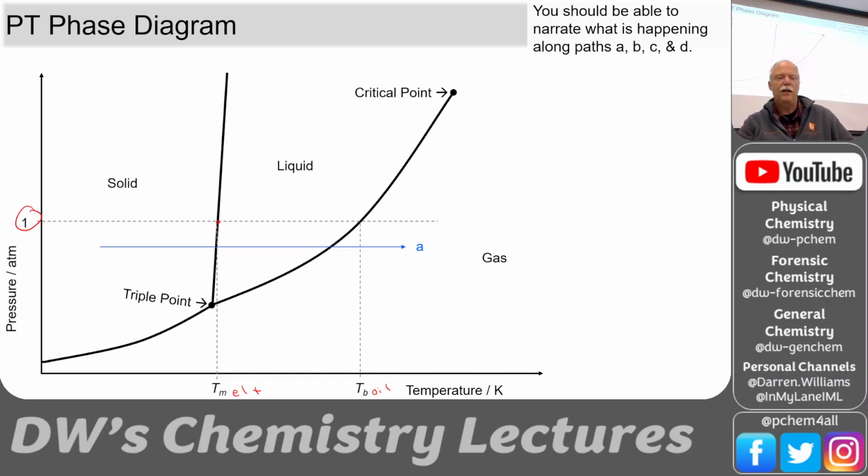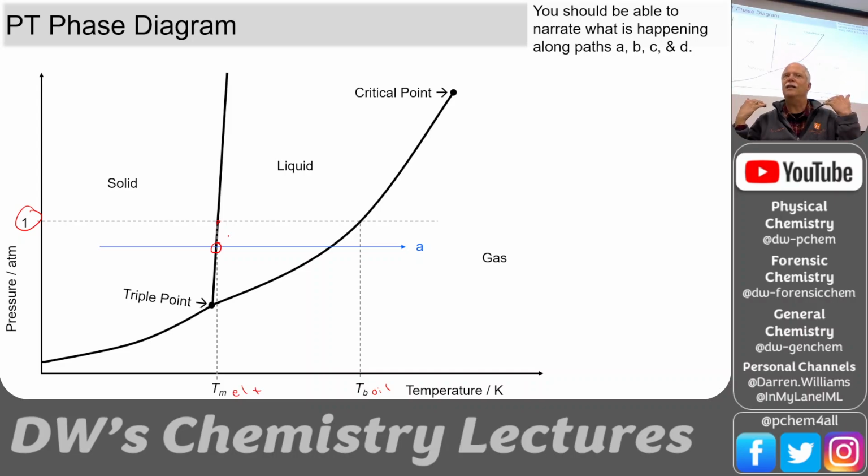So we just narrated A. We went from solid, we hit that point where we had solid and liquid phases in equilibrium here. And we can't see the two phases in equilibrium like we can in the PV. The reason we can see them in the PV is because they have different densities. So they have different volumes.